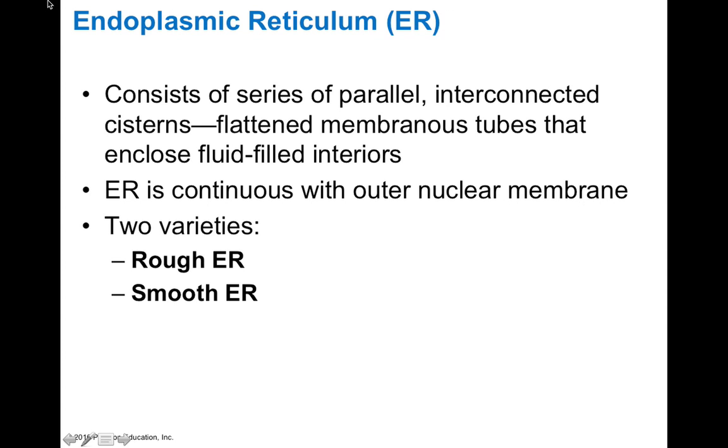So we're going to talk about endoplasmic reticulum here. Remember, there's two major types, rough and smooth, and it consists of really a series of parallel interconnected cisterns that are made of flattened membranous tubes. That's essentially like a plasma membrane of sorts. Now, this endoplasmic reticulum is actually continuous with the nuclear membrane.